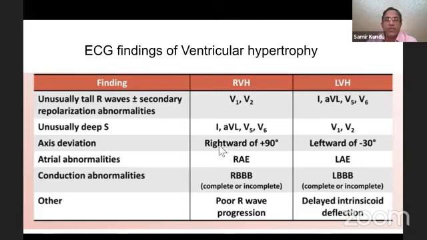In case of right ventricular hypertrophy, there's a right axis deviation. In case of left ventricular hypertrophy, left axis deviation. In case of right ventricular hypertrophy, right atrial enlargement. In case of left ventricular hypertrophy, left atrial enlargement. There may be right ventricular hypertrophy with RBBB and left ventricular hypertrophy with LBBB present. There are additional criteria for right ventricular hypertrophy: there is poor progression of R wave, and there is delayed intrinsicoid deflection.